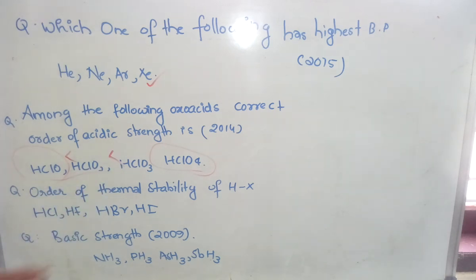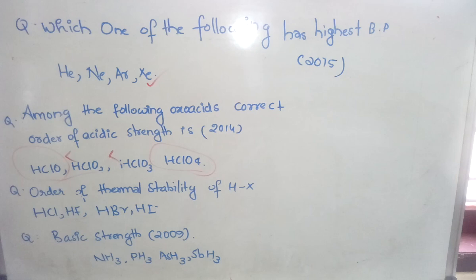Another question was the thermal stability of HX, that is HCl, HF, HBr and HI are given, and the thermal stability is asked. So what is the thermal stability? HF will have the highest thermal stability and HI will have the least.